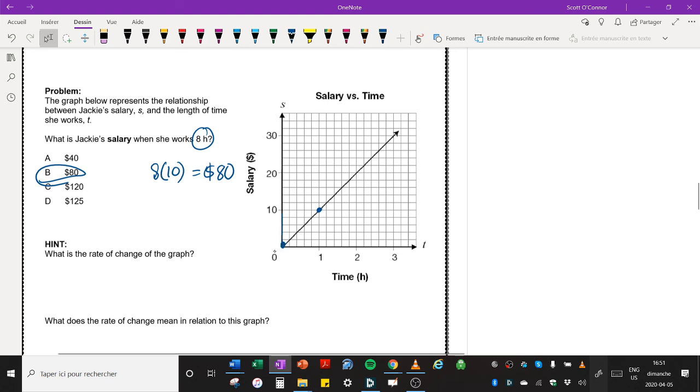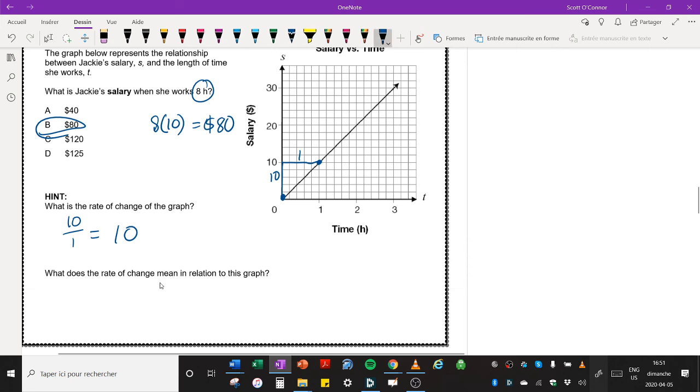What is the rate of change in this graph? Again, if we do the triangle here, we can see it went up by 10 and the run was 1, so 10 over 1, and the rate of change is 10. What does it mean in this situation? It means that Jackie is paid $10 per hour.